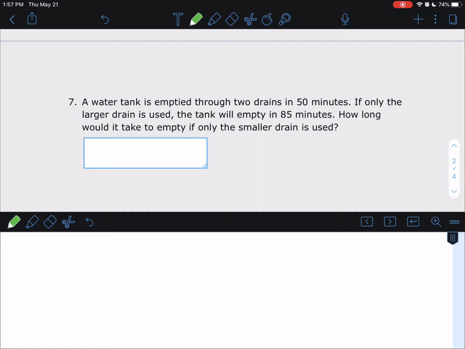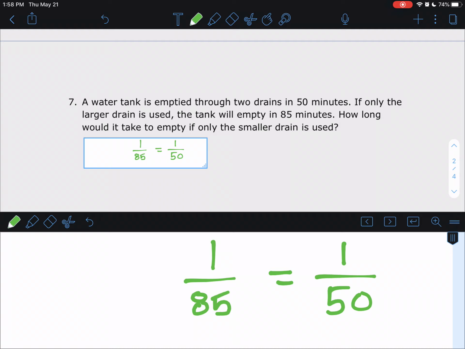So we have a large drain and a small drain emptying this water tank. So when they work together, it takes them 50 minutes. So they can empty 1 tank per 50 minutes. When the large drain works on its own, it takes it 85 minutes. So it can empty 1 tank in 85 minutes. But we don't know how long it takes the smaller drain to work on its own. So it can empty 1 tank in X minutes. And actually, sticking with the trend of using different variables, I'll just call that S because the smaller drain. And there's only one thing you have to solve for, and that would just be S.